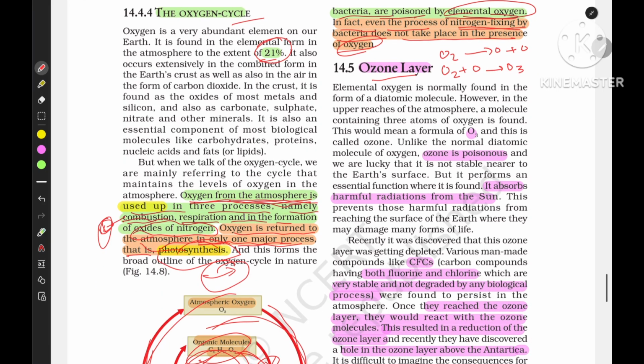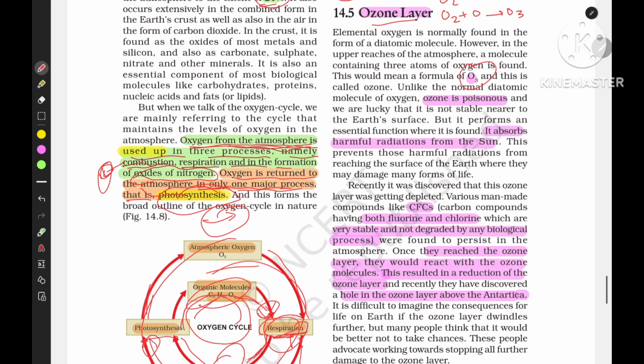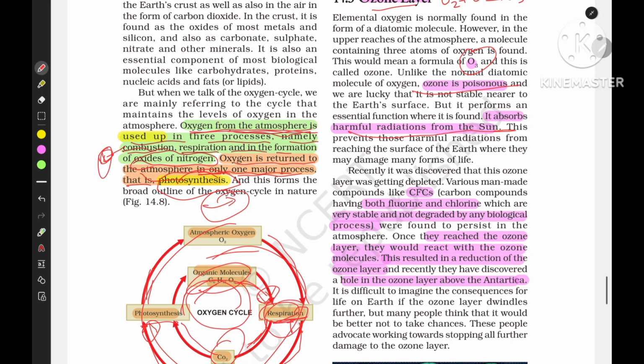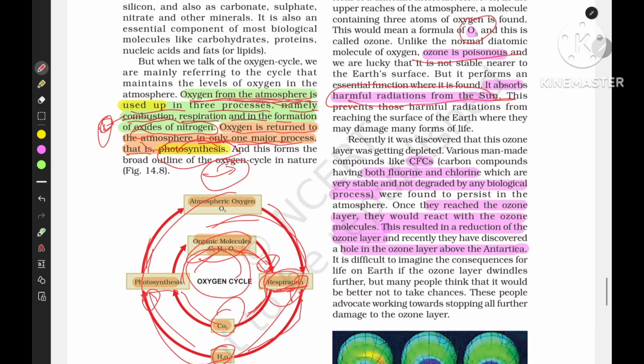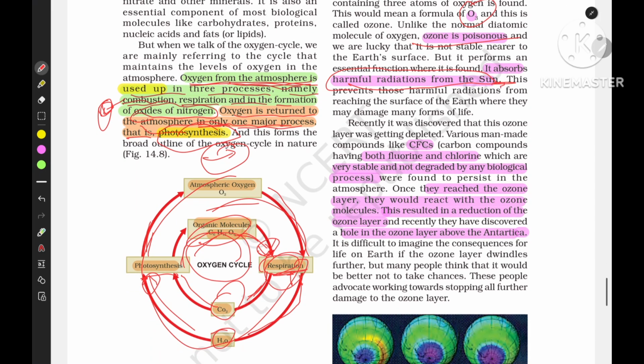Ozone layer, let's discuss it. It has the formula O3, and the ozone layer absorbs the harmful radiations. When it absorbs the harmful radiation, it protects us and other living organisms.